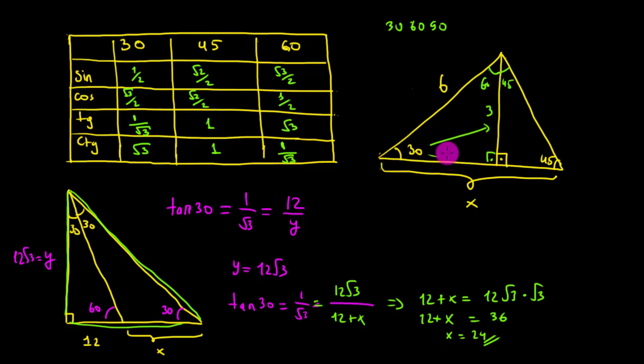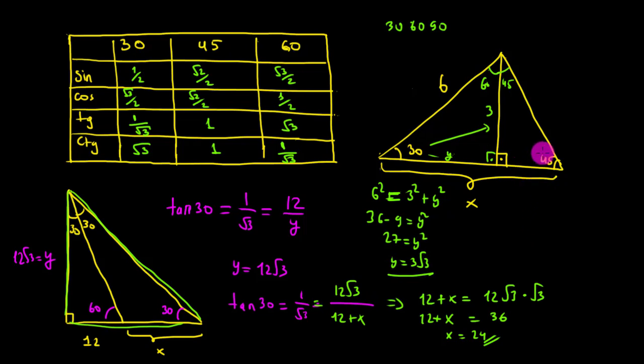Let's put this one as y. Okay, let's find y. So 6 squared is equal to 3 squared plus y squared. So we have 36 minus 9, y squared. So y squared would be equal to 27. Y is equal to 3 root 3. Okay, this is your answer.